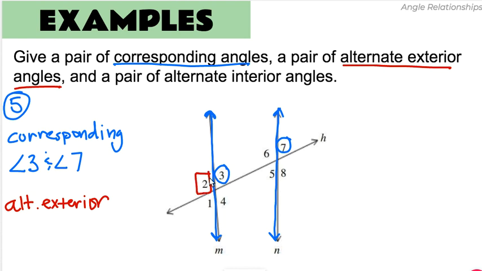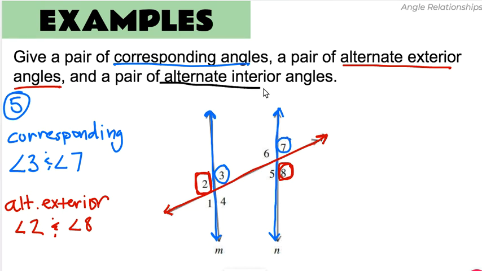So we would be looking at 2. If I pick 2, well, 2 is on the top side, 8's on the bottom side. Those are alternate, right? They're on opposite sides, and we're on the outside. So angle 2 and angle 8 would be alternate exterior angles. Because remember, 2 is on top, 8 is down on the bottom when we compare it to the transversal. Remember, for the alternate angles, we look on each side of the transversal.